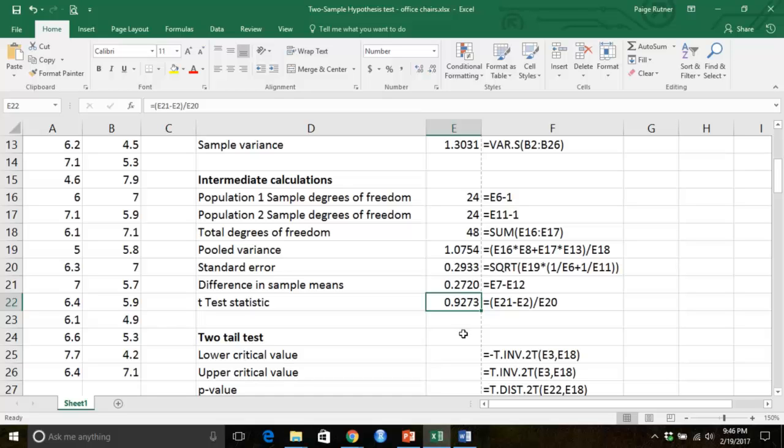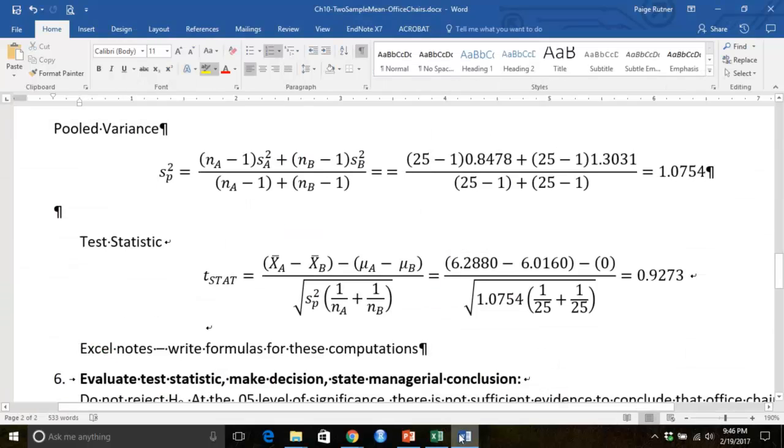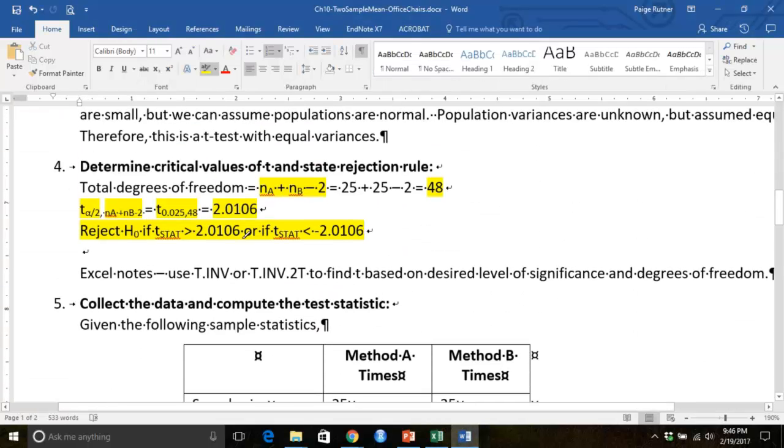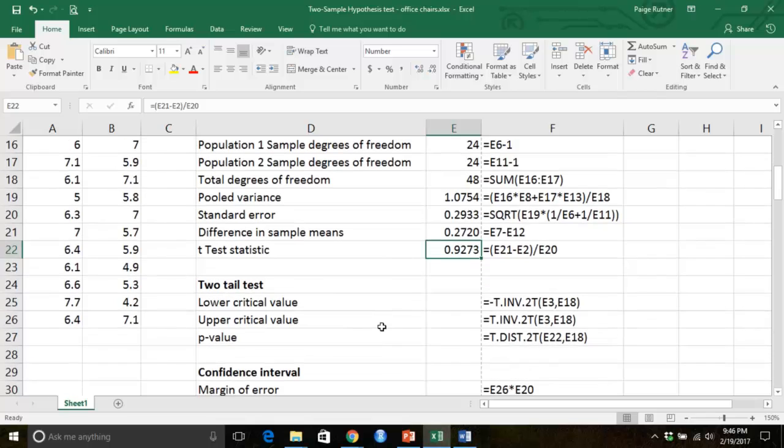Now, at this point, because I've already shown you what the critical values of T are, we already know that we are going to fail to reject this null hypothesis, because the test statistic we just computed is not more extreme than our critical values. But I did say that we would see how to find the critical values in Excel, and that's what I want to do next. So we're going to use this T inverse two-tailed function.